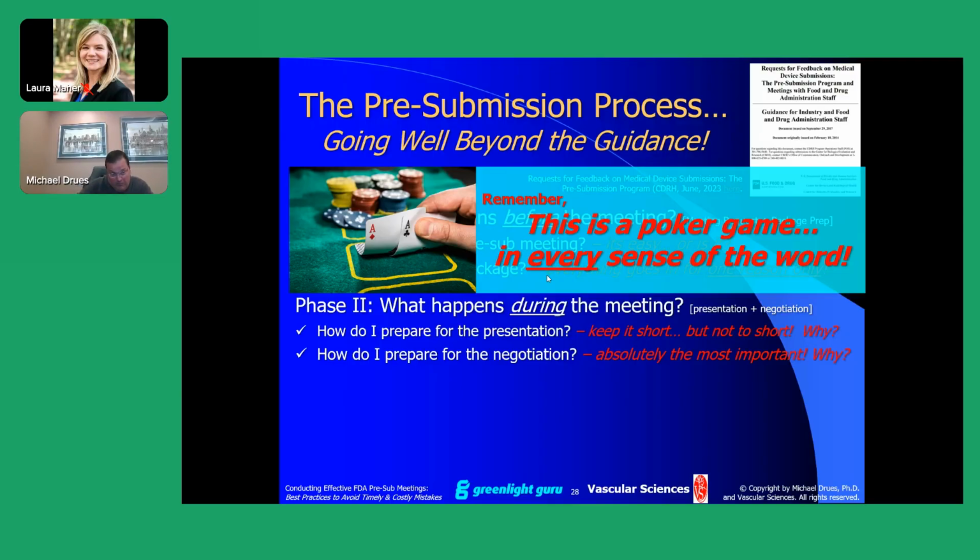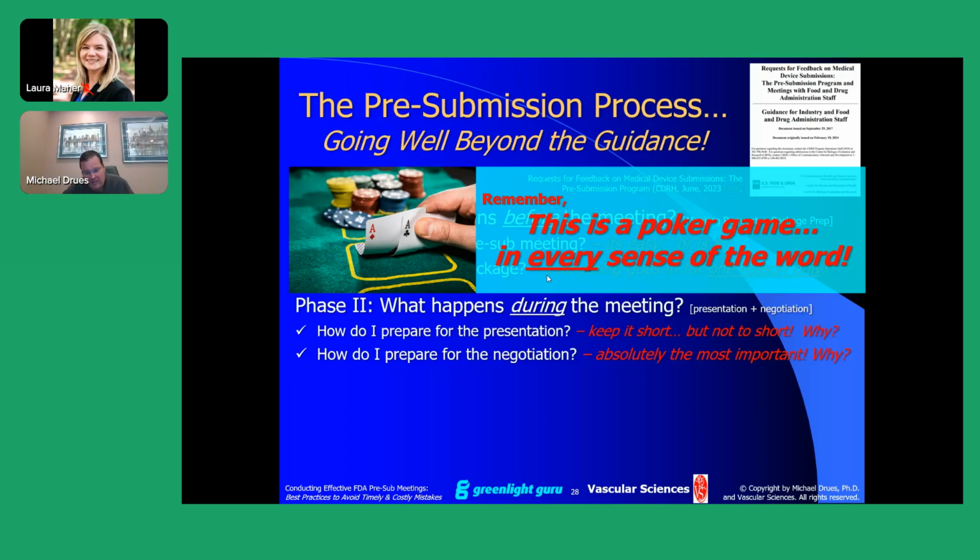So taking this poker metaphor a step further in terms of pre-subs, when I walk into the FDA with a pre-sub, I have three stacks of cards in my hands. The first stack of cards are the cards that I put down prophylactically without anybody even asking. In other words, I'm not going to do a clinical trial, and here's why.